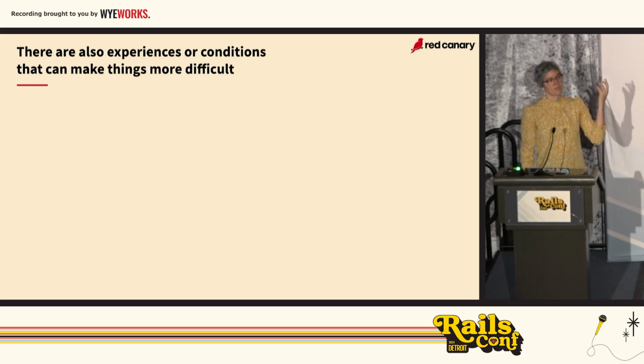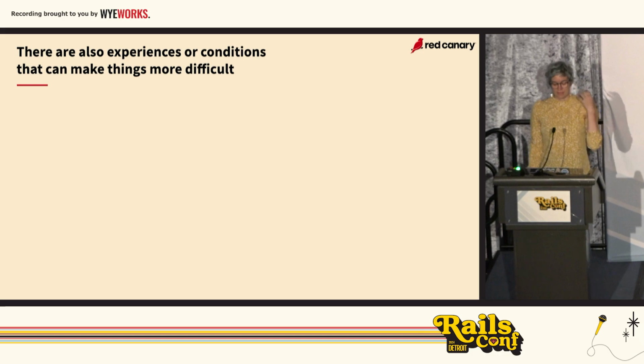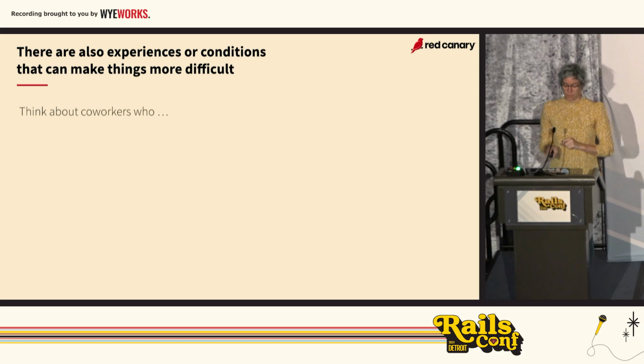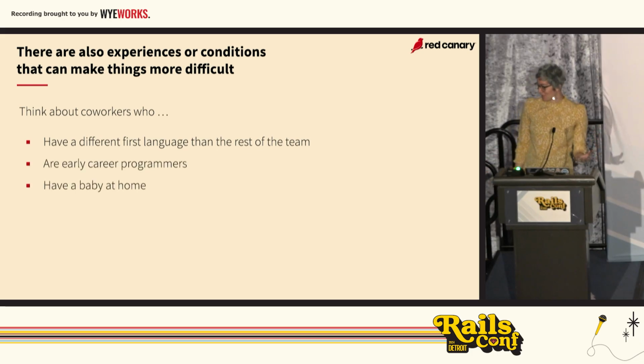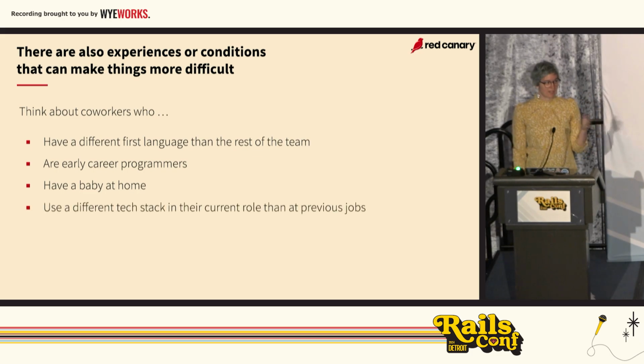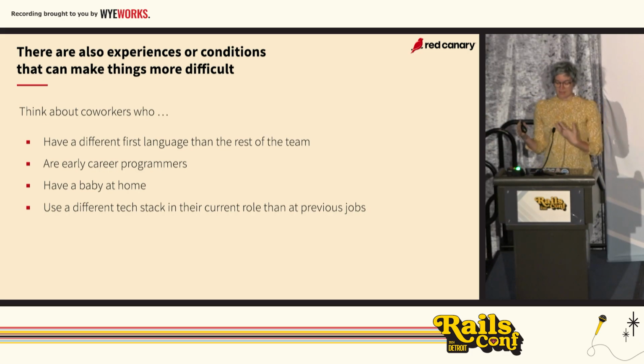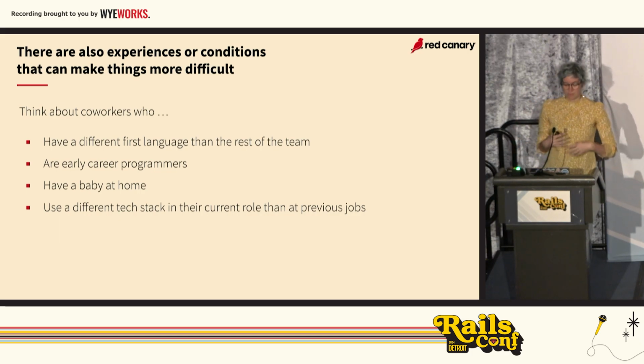But there are also, again, those experiences or conditions that can make things more difficult that we need to think about when we're going through our daily lives. So think about coworkers who have a first language that's different than the rest of the team, who are early in their careers, who have a baby at home, right? You're getting less sleep, you have higher stress levels. You use a different tech stack in your current job than your previous job. All of these are conditions of the body or mind that make it more difficult to do certain activities. And we want everyone on our team to feel supported and included, right? And to minimize any struggles that they might have wherever possible.